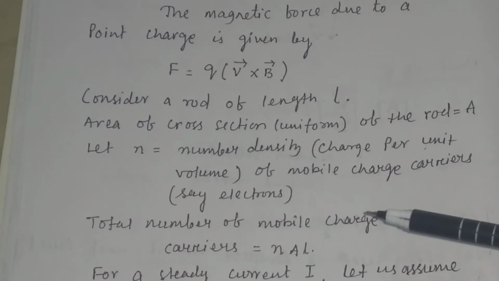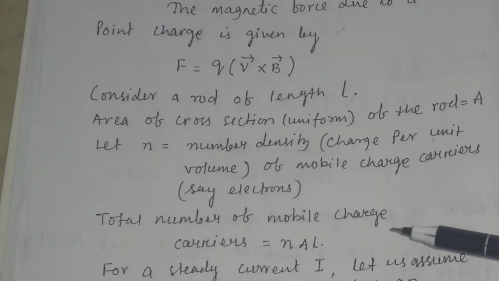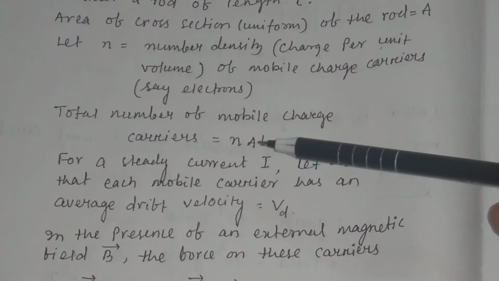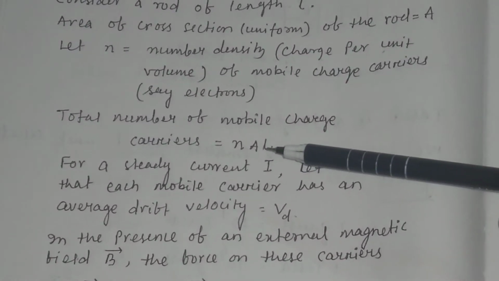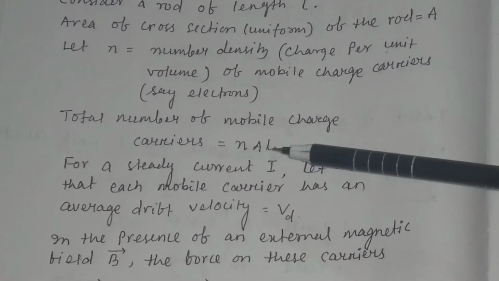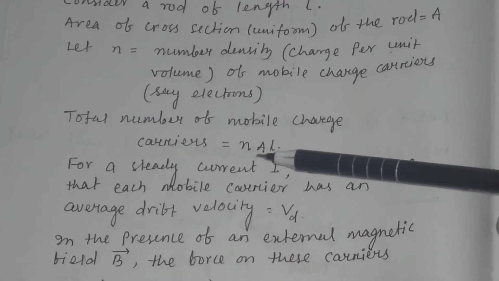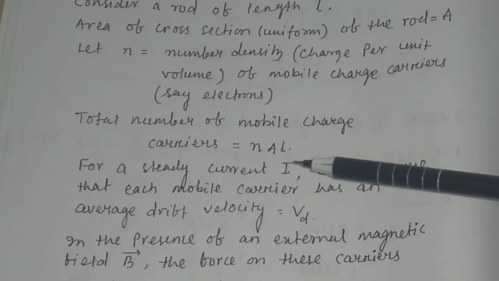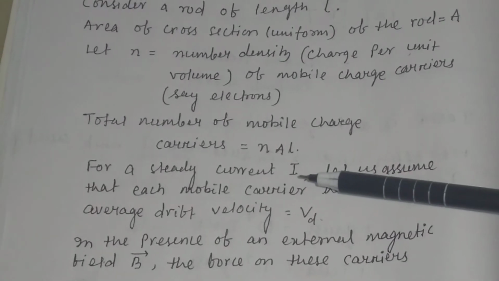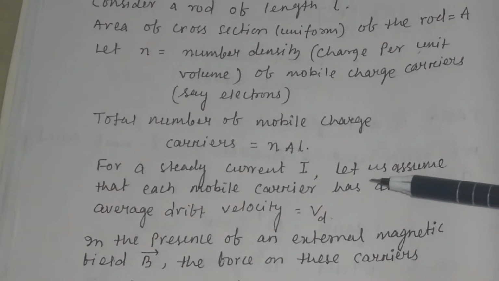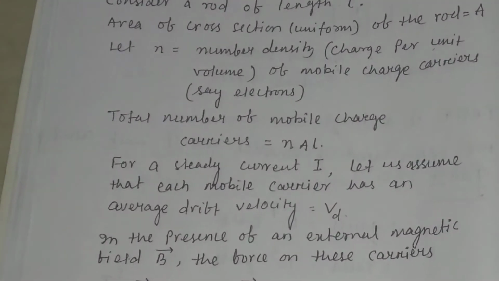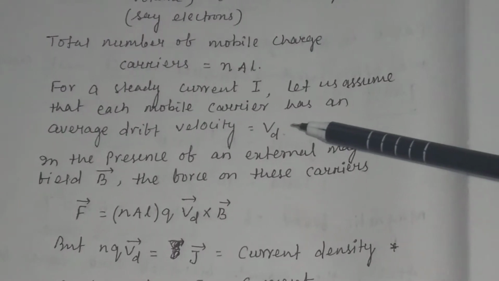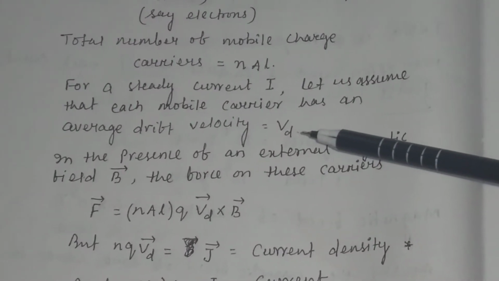Then the total number of mobile charge carriers or electrons will be equal to the number density of charge carriers multiplied by the volume. Volume is nothing but the product of area into length. So the total number of mobile charge carriers will be equal to n into A into L. Suppose we allow a steady current I flowing through the conductor, and let us assume that each mobile carrier has an average drift velocity Vd.